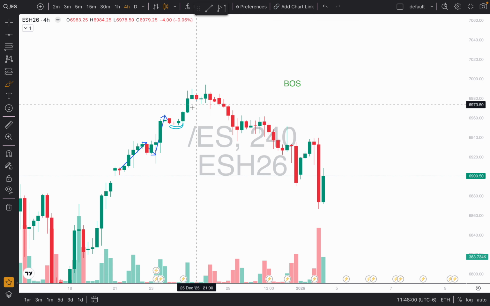Boom. In an uptrend, a reversal is confirmed whenever it closes below the previous swing low. I had to say that one more time, y'all. My bad. But boom.